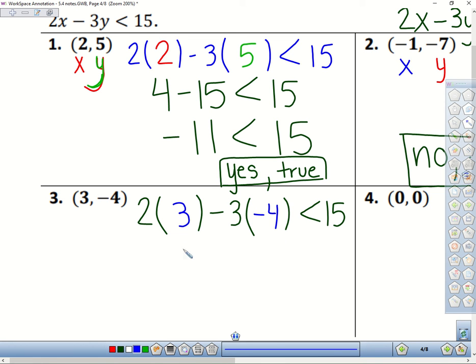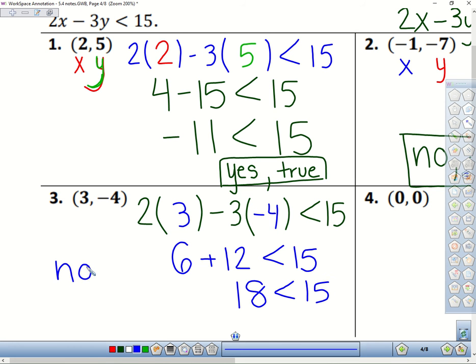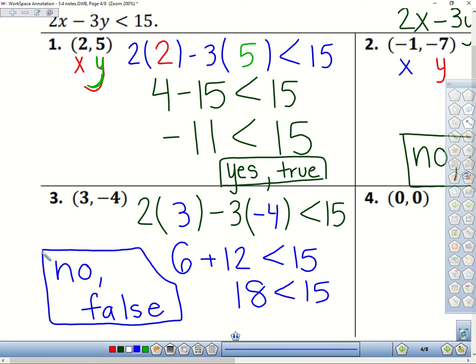2 times 3 is? 6. Good. -3 times -4? Positive 12. Good. What's 6 plus 12? 18. Is 18 less than 15? No, this is false. So does everybody understand the concept of these? Yeah. Okay.